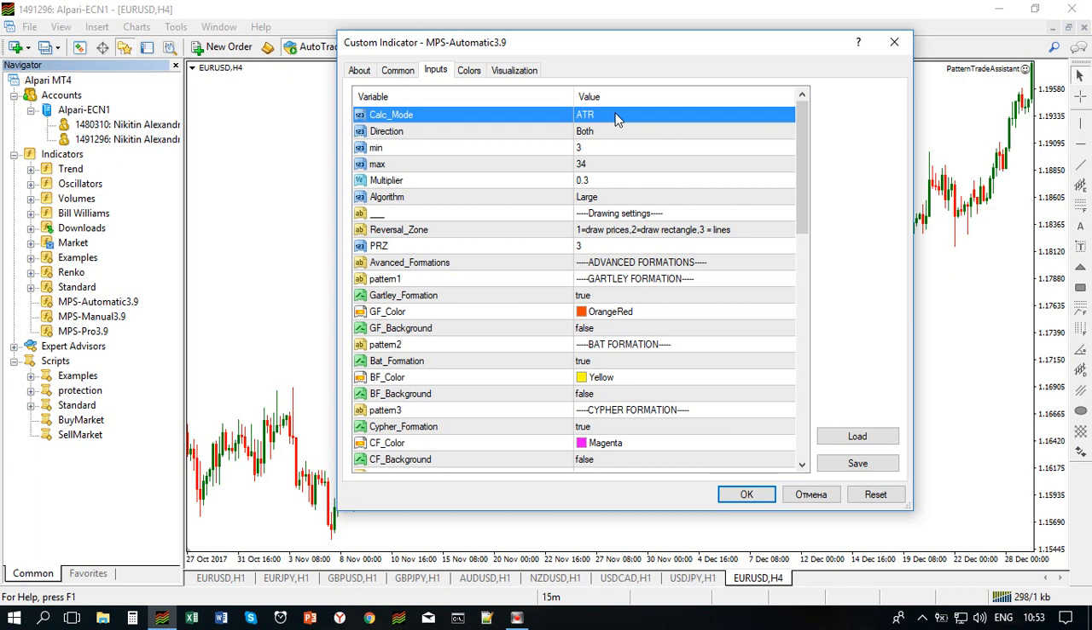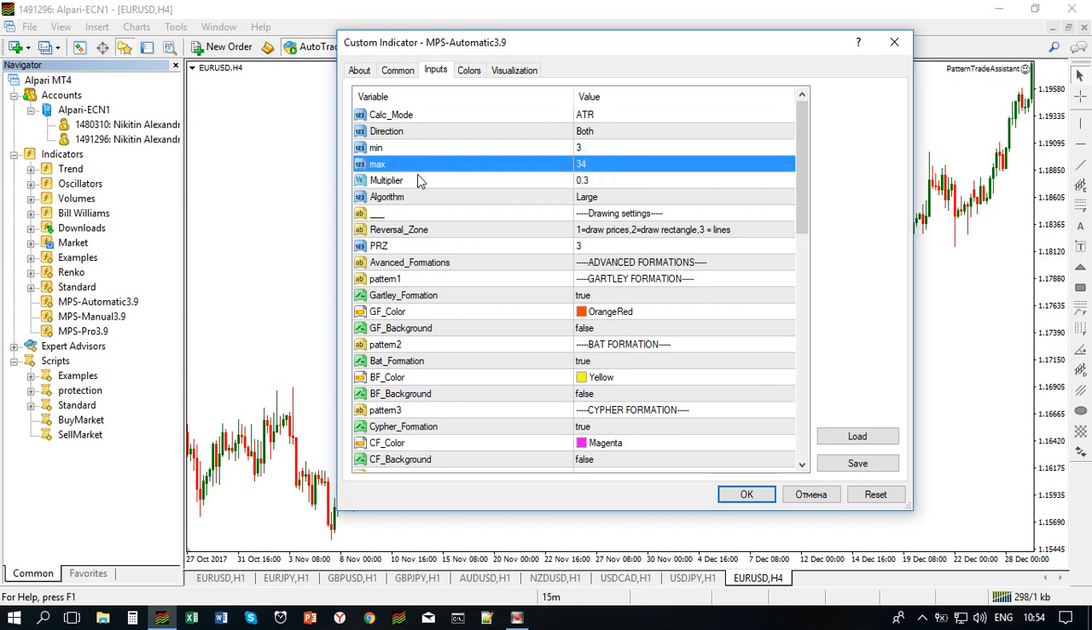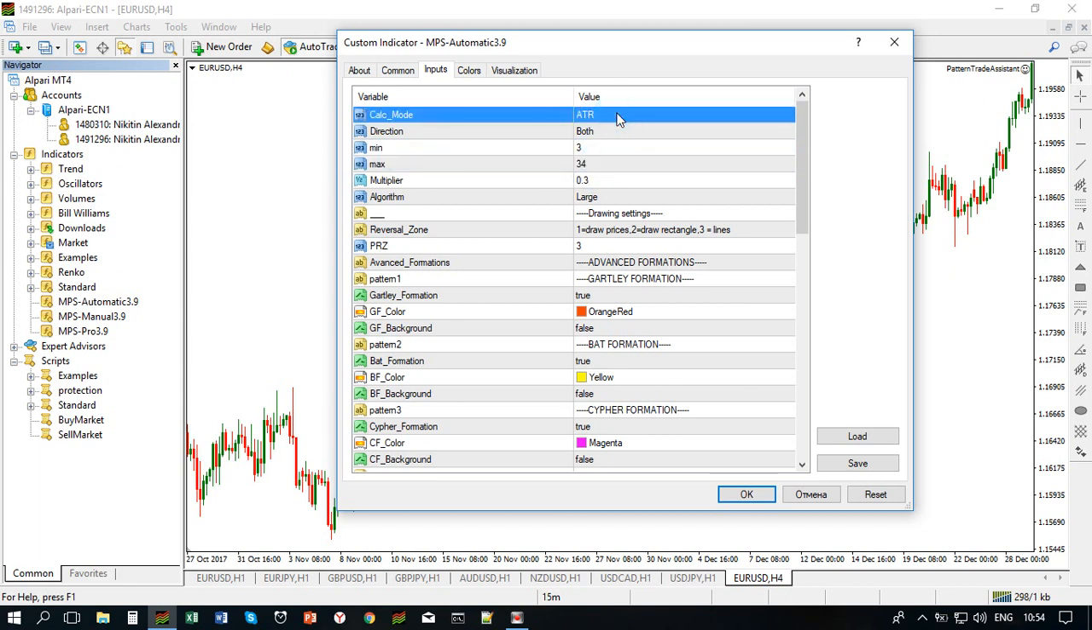This is the method you use to limit your XLA leg. You say, my minimum XLA leg should be not less than 3 ATR, and it should be not more than 34 ATR. That's it. You can switch that to pips, and it will mean that your minimum XLA leg is not less than 3 decimals of a pip, and your maximal XLA leg is not more than 3.4 pips.